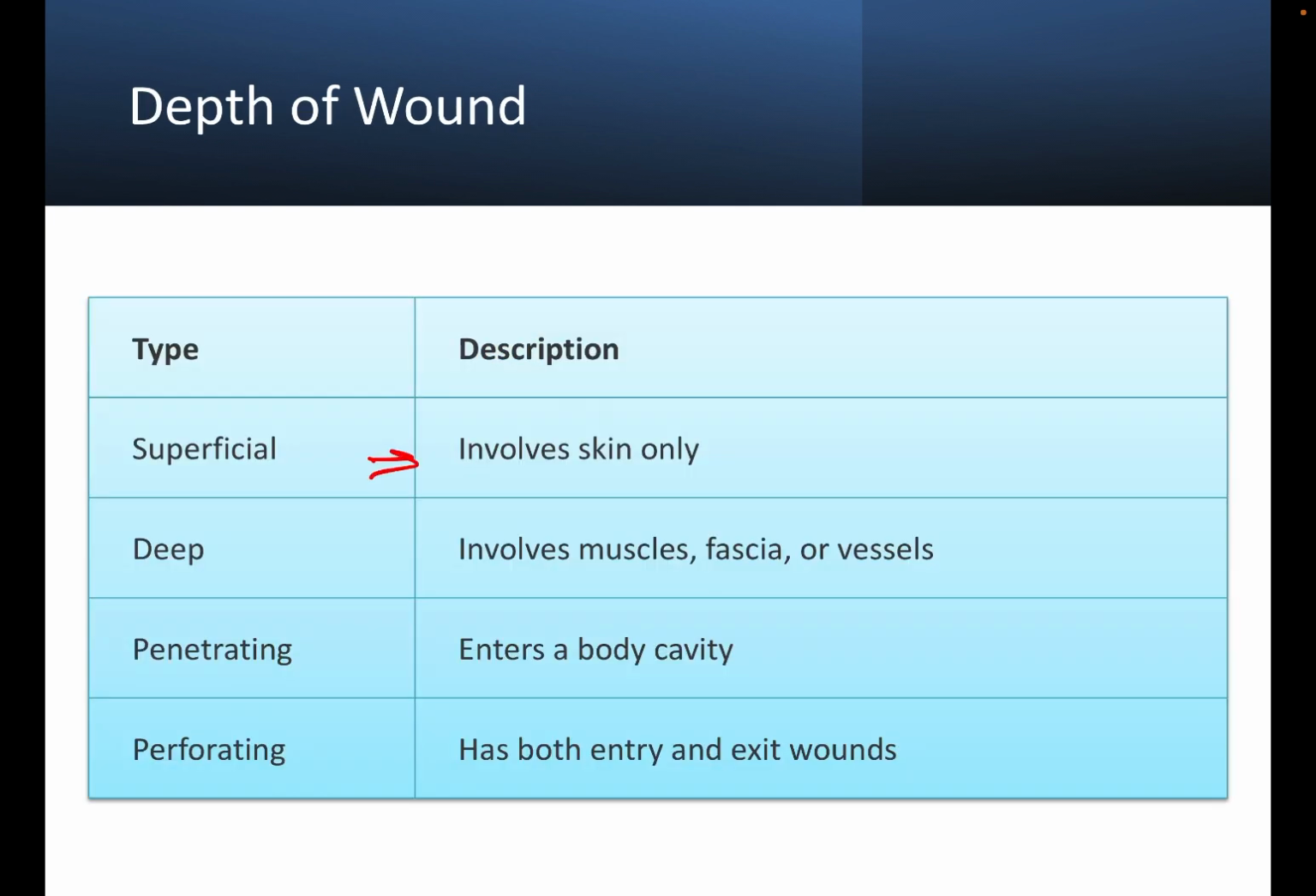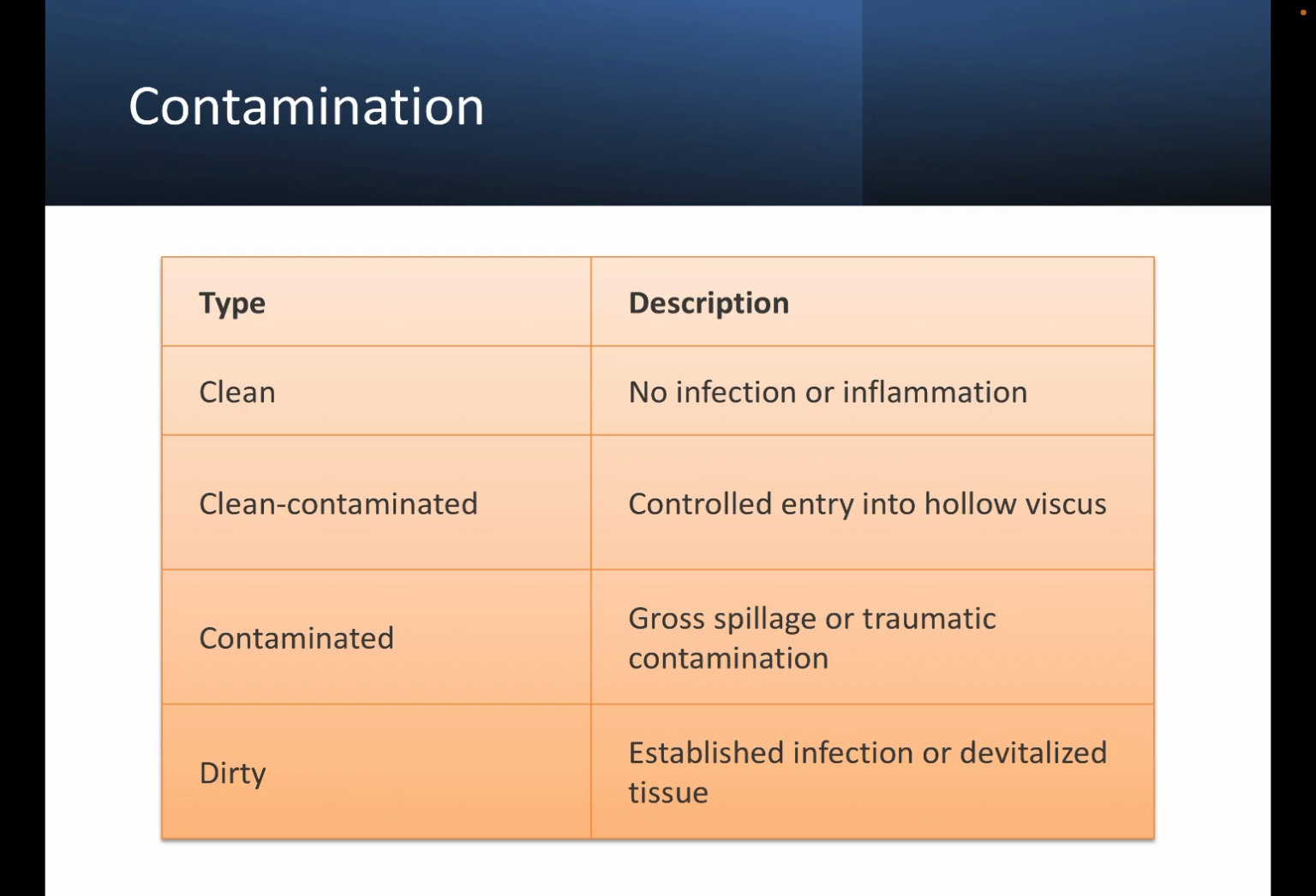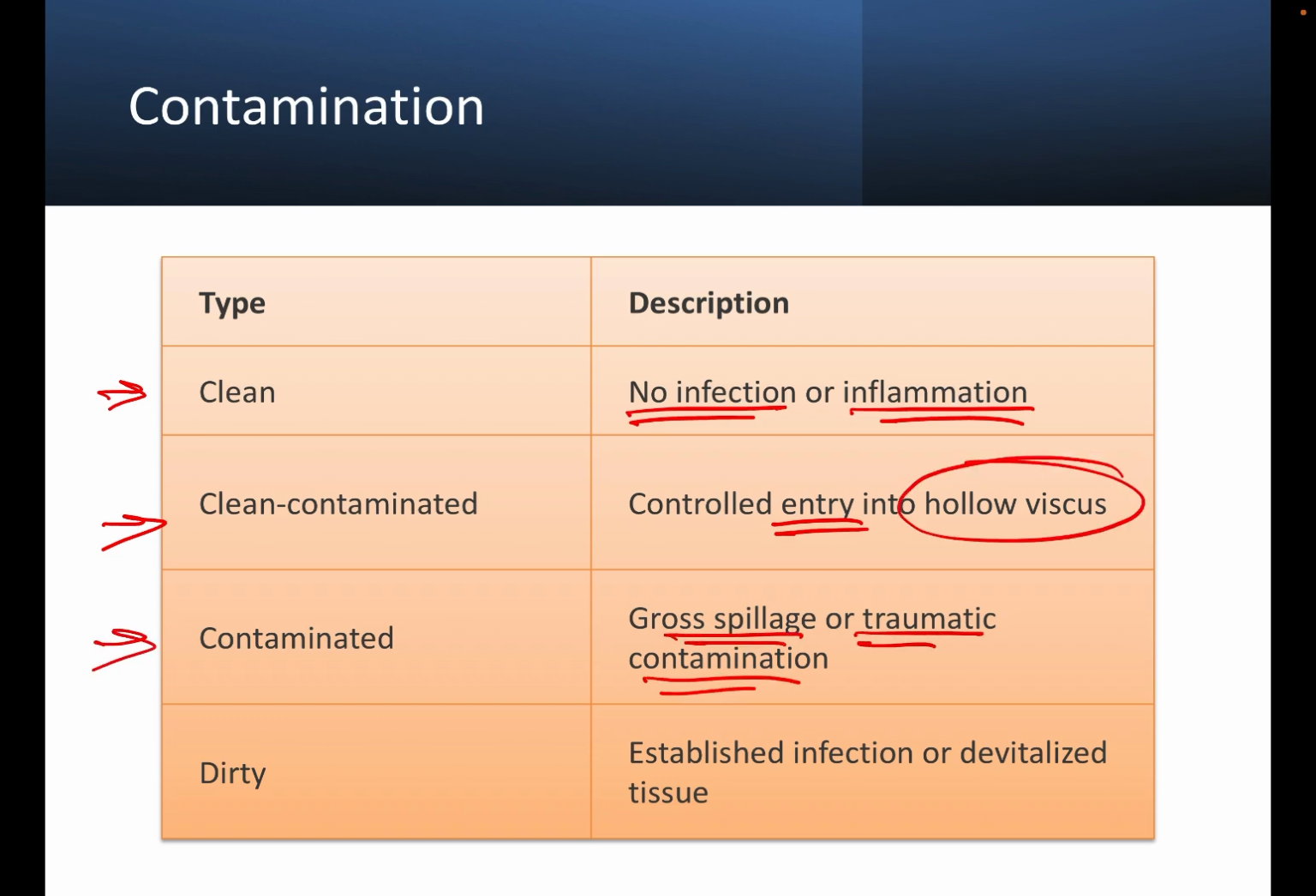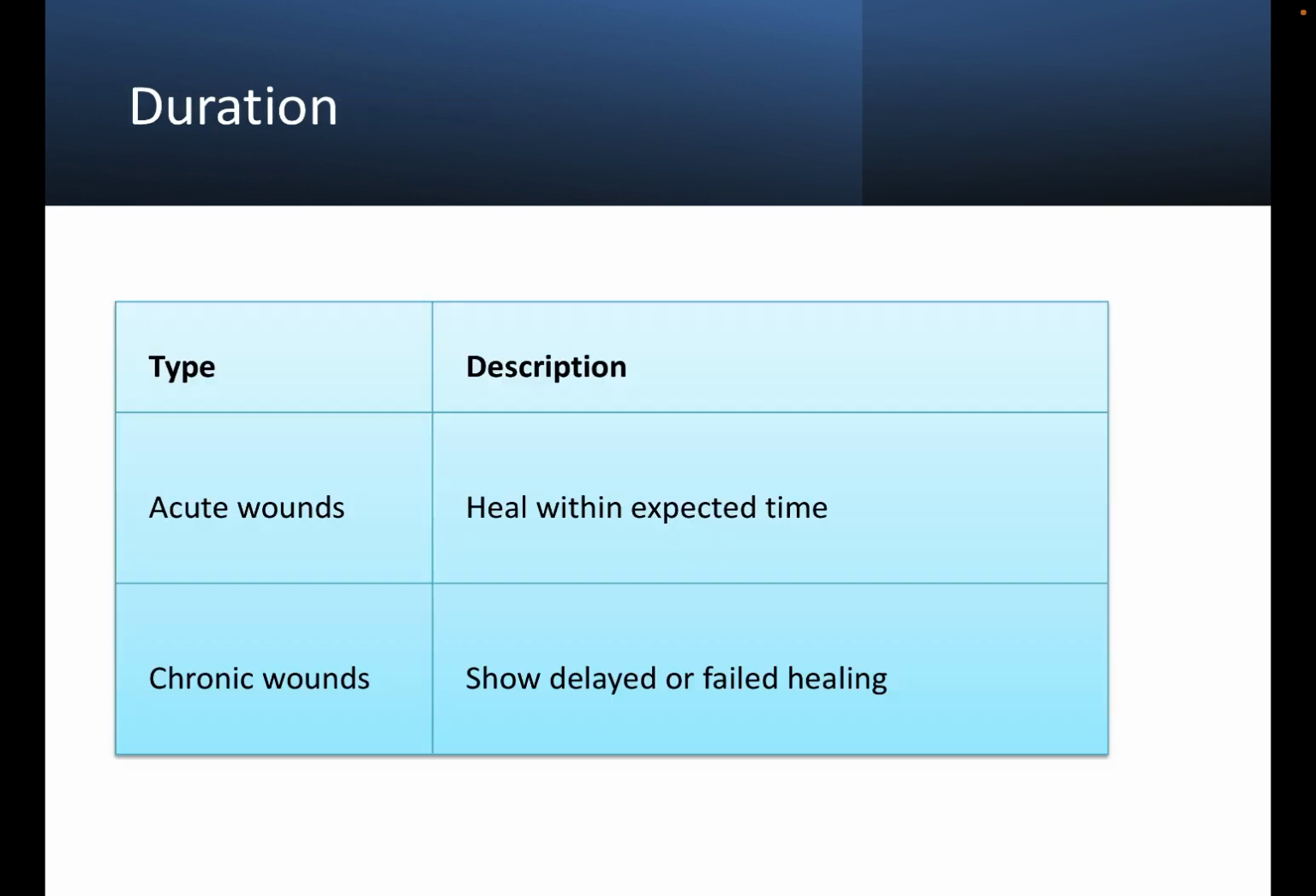Coming to the depth of the wound, it can be superficial, which involves skin only, deep, when it involves muscles, fascia or vessels, penetrating, when it enters a body cavity, and perforating, in which the wound has both entry and exit points. Based on contamination, wounds can be classified into clean, where there is no infection or inflammation. Clean contaminated, controlled entry into a hollow viscus. Contaminated, gross spillage or traumatic contamination. And dirty, wherein there is established infection or devitalized tissue. Duration: acute or chronic wound depending upon the time taken for healing. If it heals within the expected time it is acute, otherwise it shows delayed or failed healing.